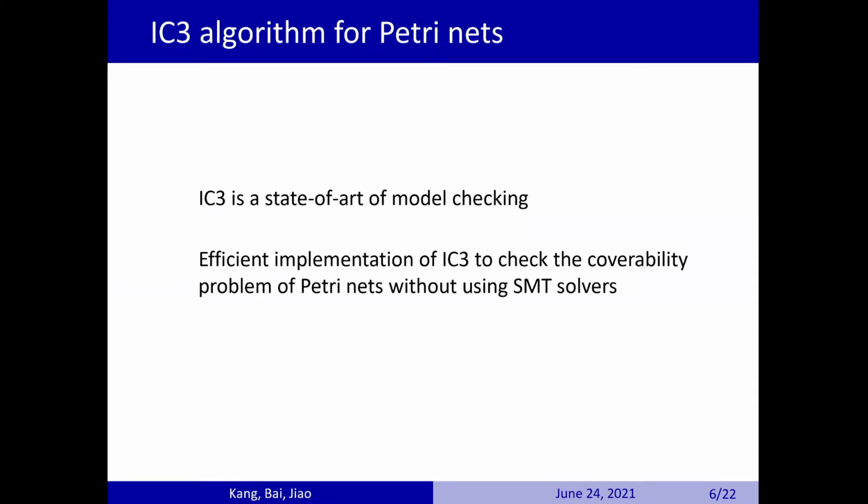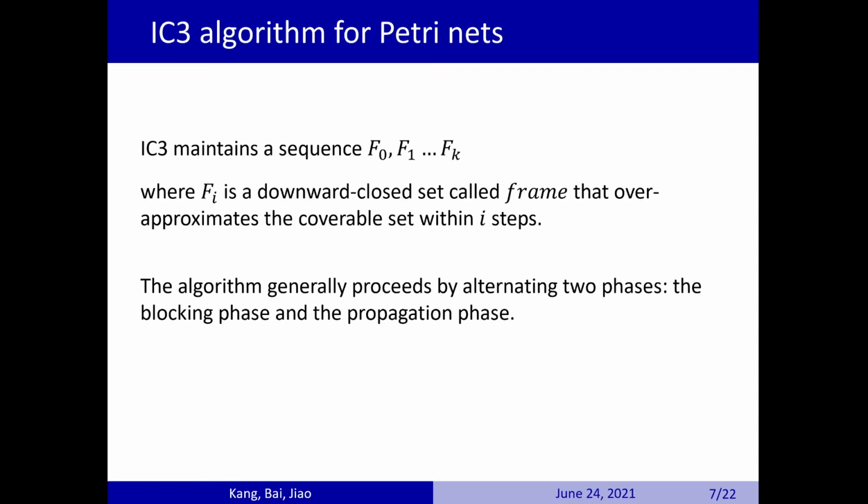Now, I will simply state some main ideas of it. IC3 maintains a sequence F0, F1, to Fk, where Fi is a downward closed set called a frame that over-approximates the coverable set within i steps. IC3 generally proceeds by alternating two phases, the blocking phase and the propagation phase. Now, I will explain the blocking phase, which is more important.